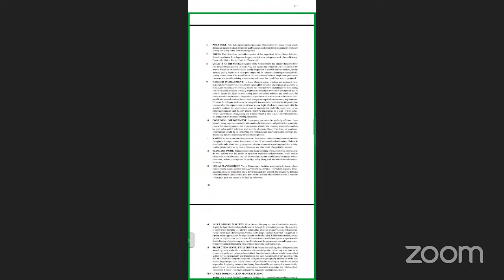Next, quality at the source, which means the quality should be built into the production process in such a way that the defects are identified and eliminated at the source itself.